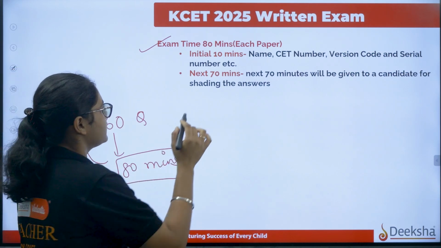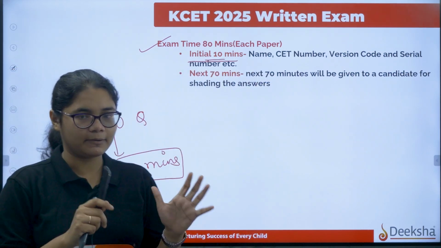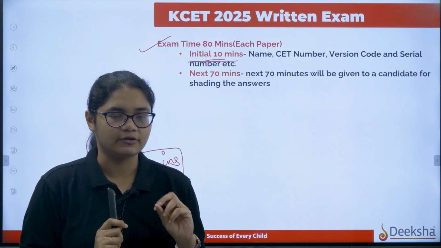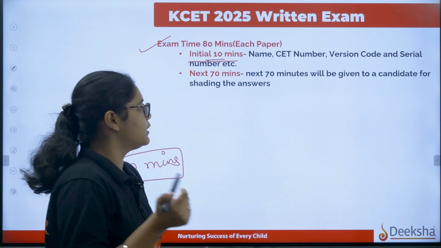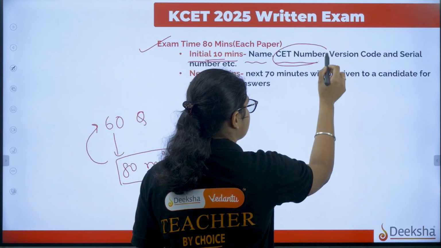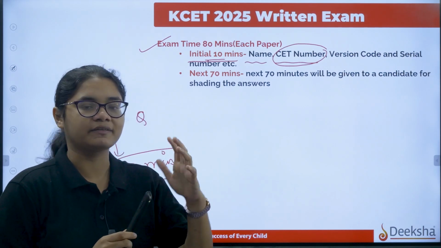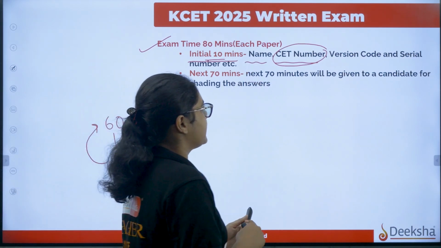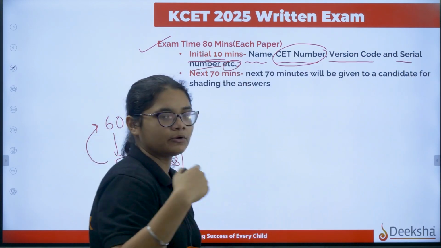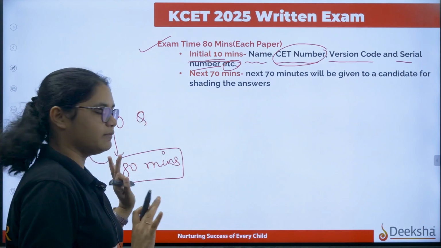The initial 10 minutes are given to fill the form. I told you this is a pen and paper test, so in the paper there are some details you need to fill in. For that you will be given 10 minutes. You have to write your name and your CET number. This will be on your hall ticket. Before the exam you will be getting an admit card or hall ticket. There you will get the CET number, version code and serial number. Other details will also be there. You need around 10 minutes to fill this in.